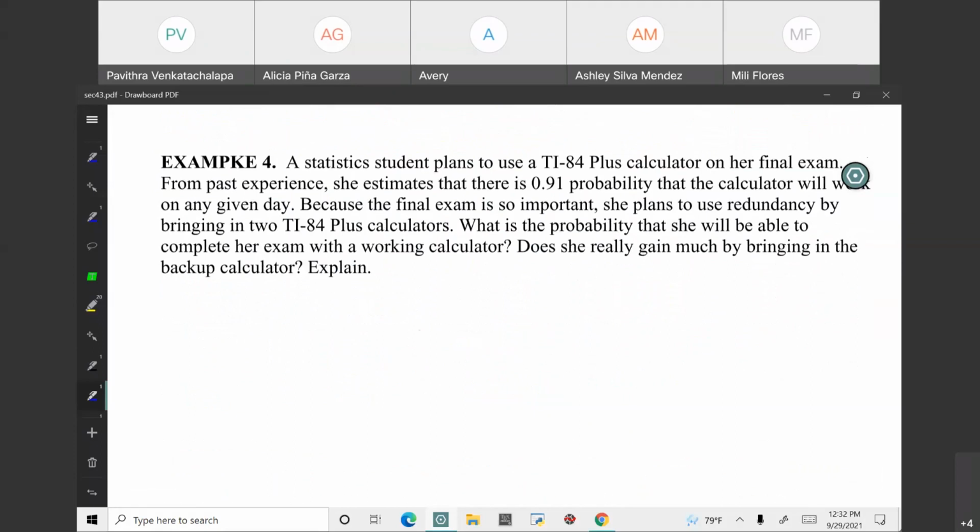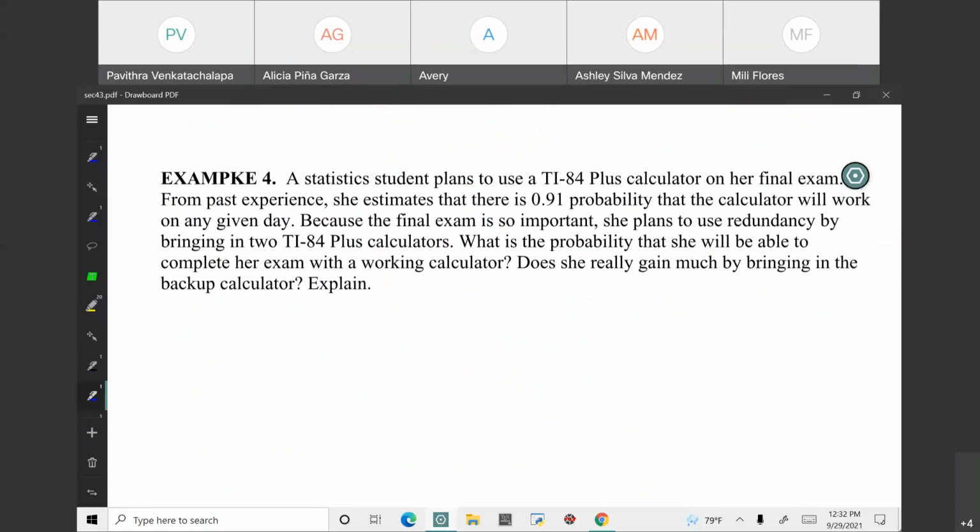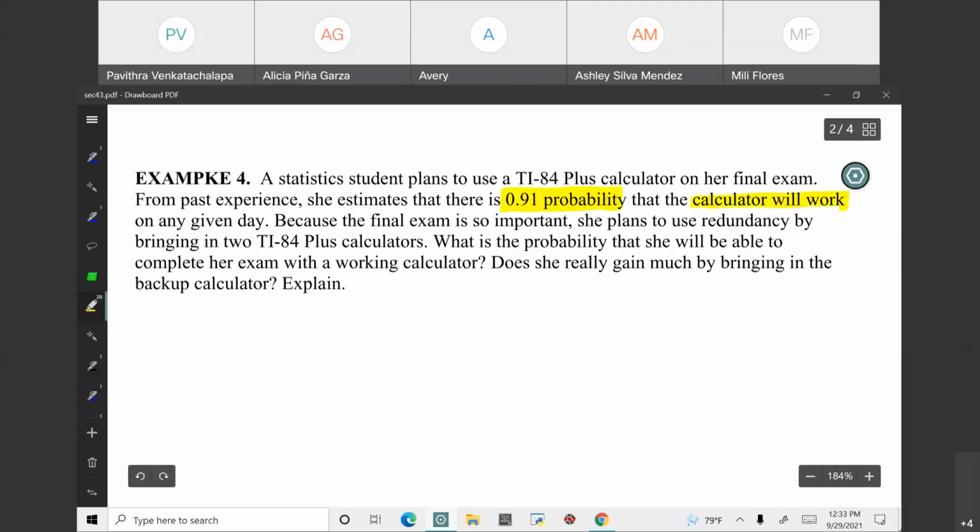So here the total number is 2. They're saying that a student is planning to use a calculator for a final exam. Now, from past experience, she estimates that there is only a 0.91 or 91% chance that the calculator will work. That means for the rest of the percentage, the calculator will not work. So what will she do? She will take two calculators for her final exam.